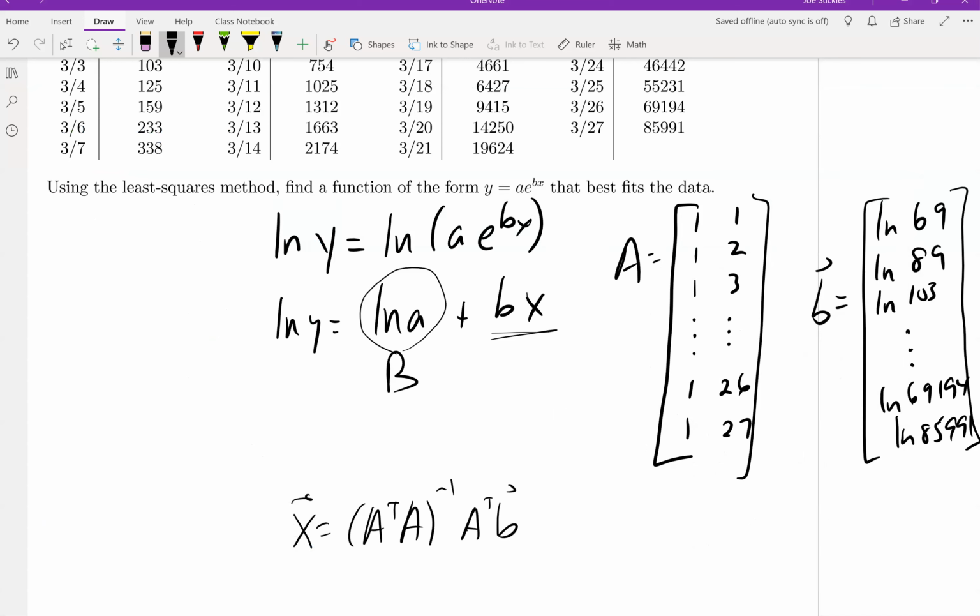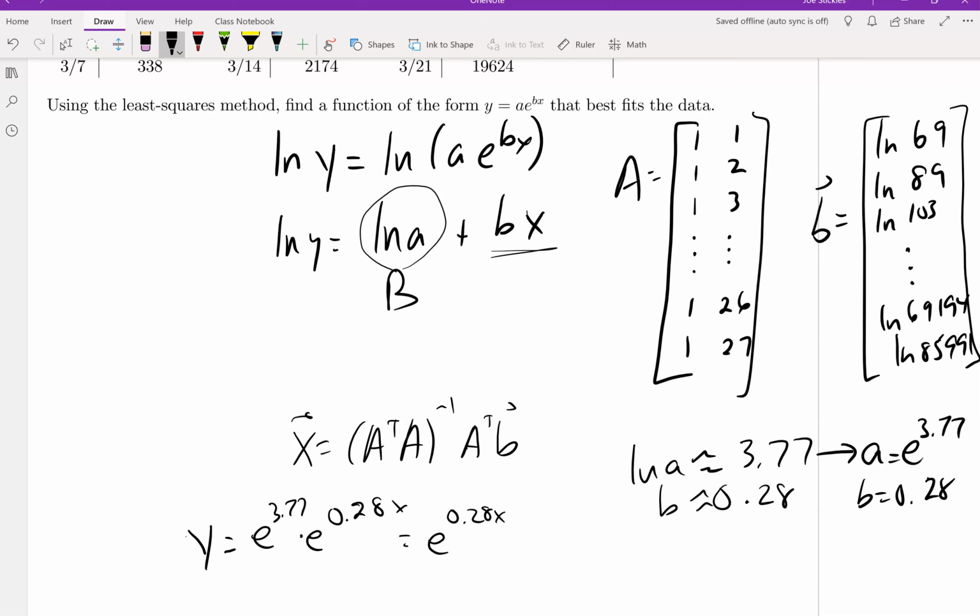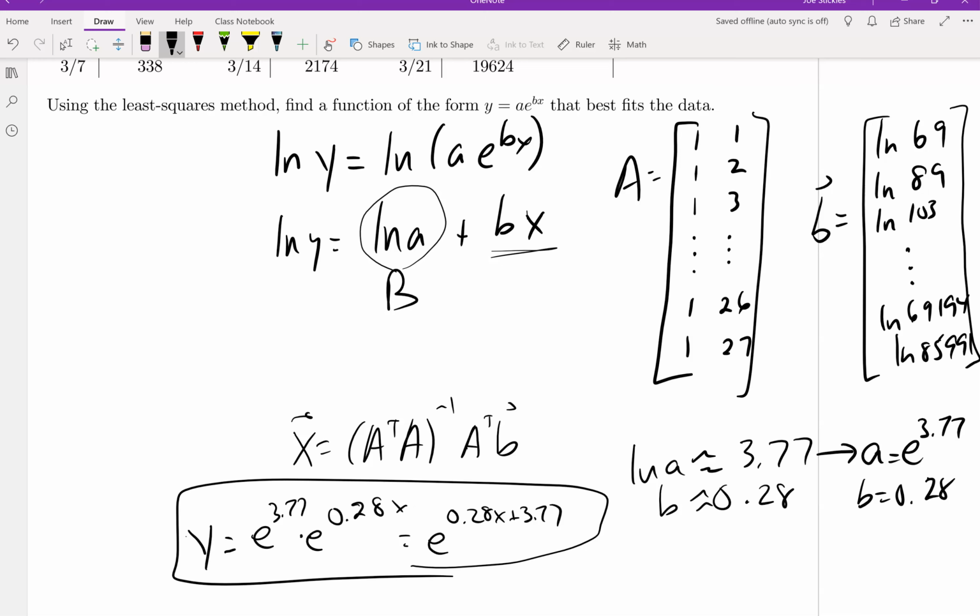Okay, so going back over here, log of little a, because that was the first one, notice that's what we left as that capital B, if you think about it as a constant. We have log of little a is about 3.77, and little b was about 0.28. So if I actually want a, then I would do e to that power, whatever that happens to be, but my b would still be the 0.28. So I didn't write out all the decimals, but this would be e to the 3.77 times e to the 0.28x, or I could write it all as one big exponent. And this would be my least squares exponential that best fits the data.